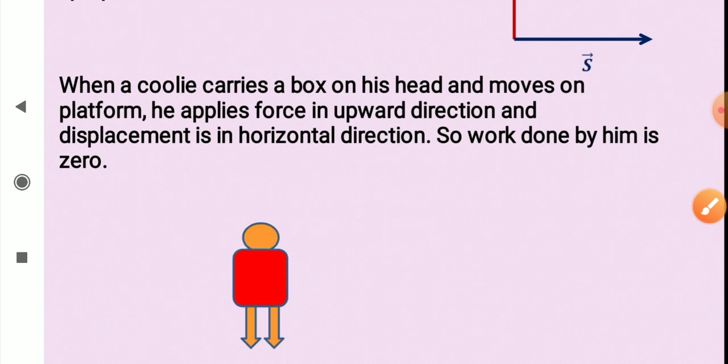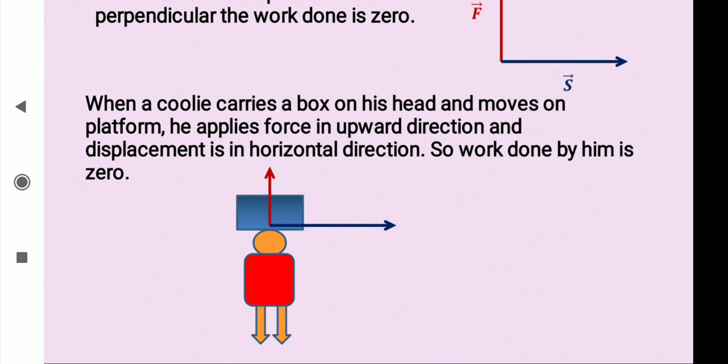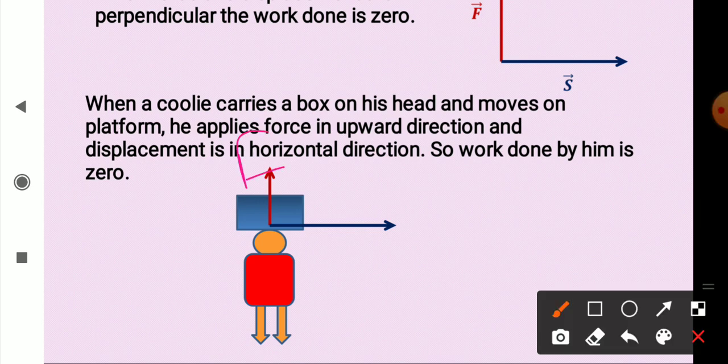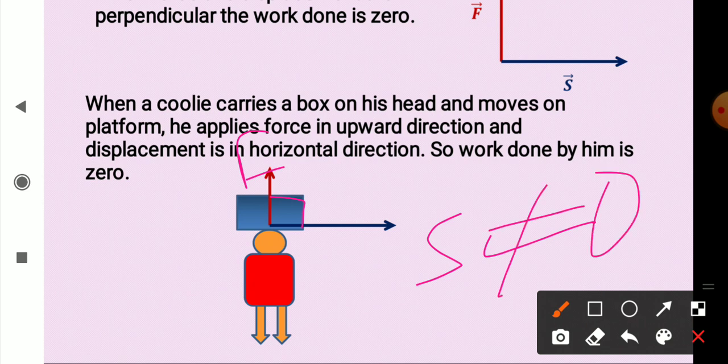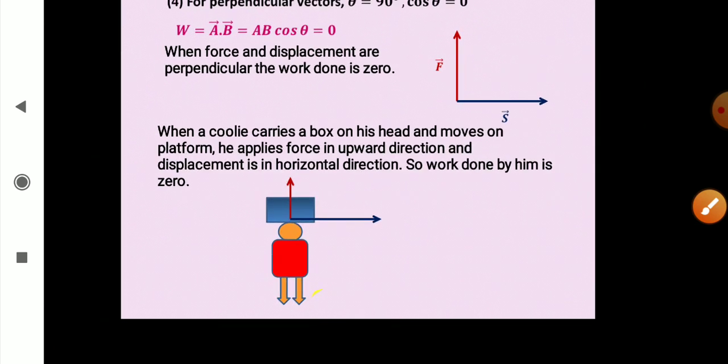See, this coolie is carrying a box on his head. Now, he is applying force in the upward direction. Displacement is in the horizontal direction. The angle between them is 90 degrees. See, displacement is not 0. Force is also not 0. But work done W is 0 because force and displacement are perpendicular. So a very important point to note here.